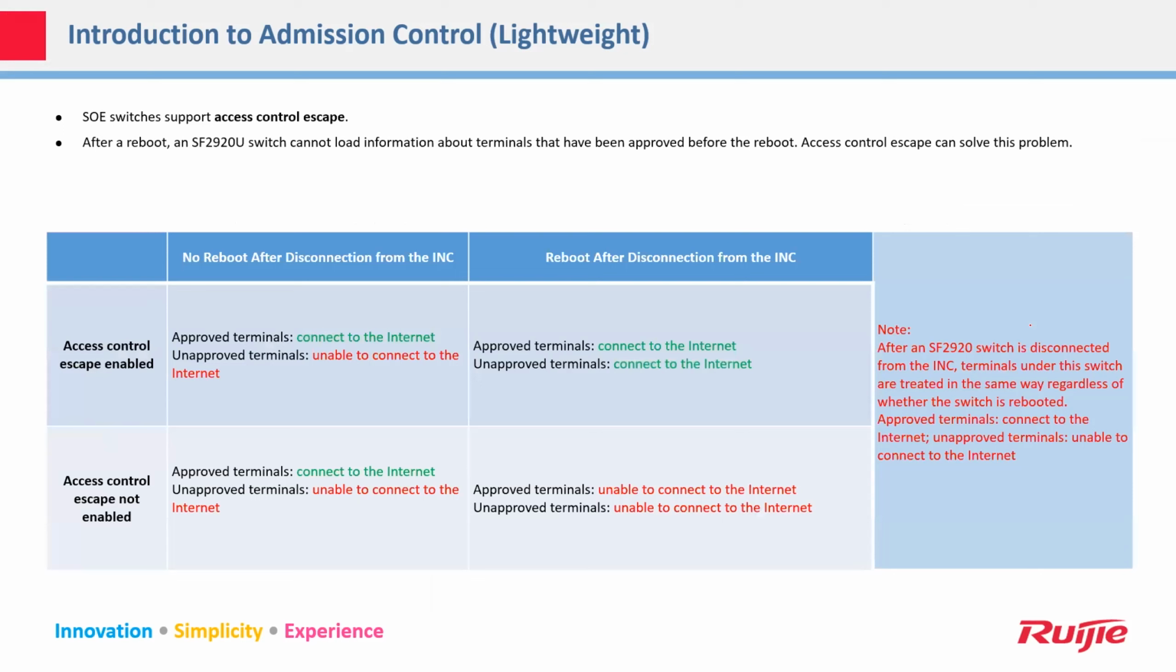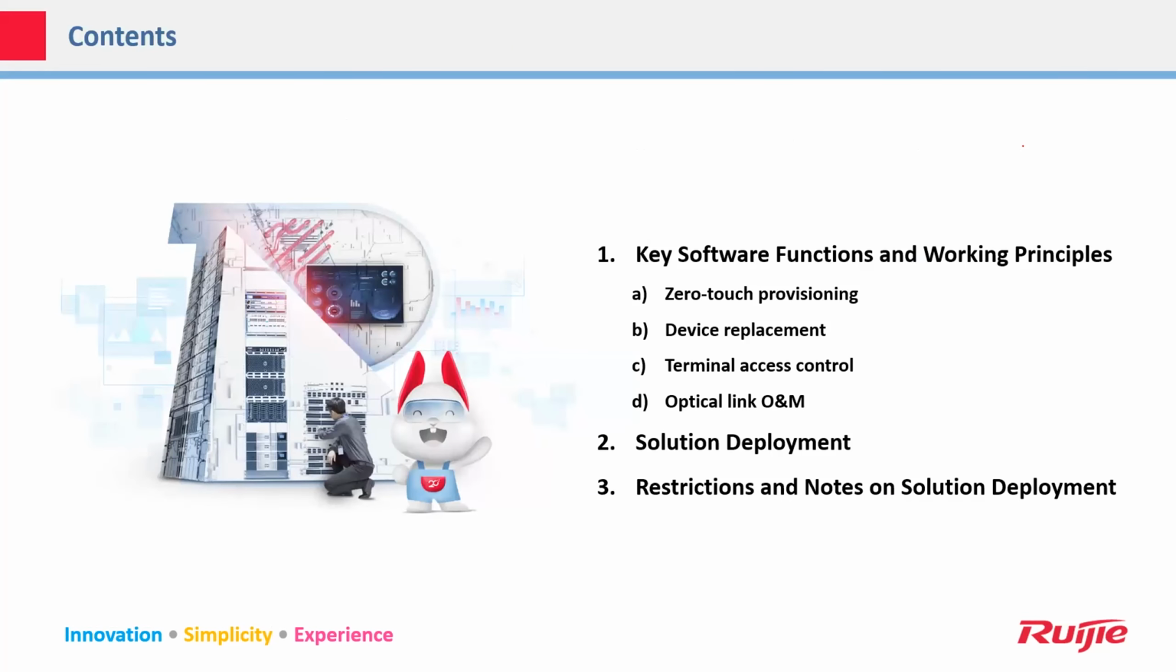SOE switches support access control escape. After reboot, pay attention here, this SF2920U switch cannot load information about the terminals that have been approved before the reboot. Access control escape can solve this problem. It's very smart, and we just need to deliver the former entries to the new device. It will work, right?